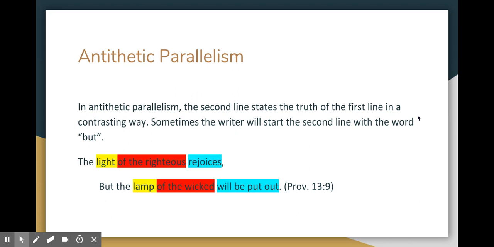The light of the righteous rejoices, but the lamp of the wicked will be put out. So as you can see, what is contrasted here? Well, first we have light and lamp. Those would be parallel words. Those are the same general idea there. But of the righteous and of the wicked, we have two contrasting ideas there. And rejoices versus will be put out. So we have the light of the righteous rejoices, but the lamp of the wicked will be put out.